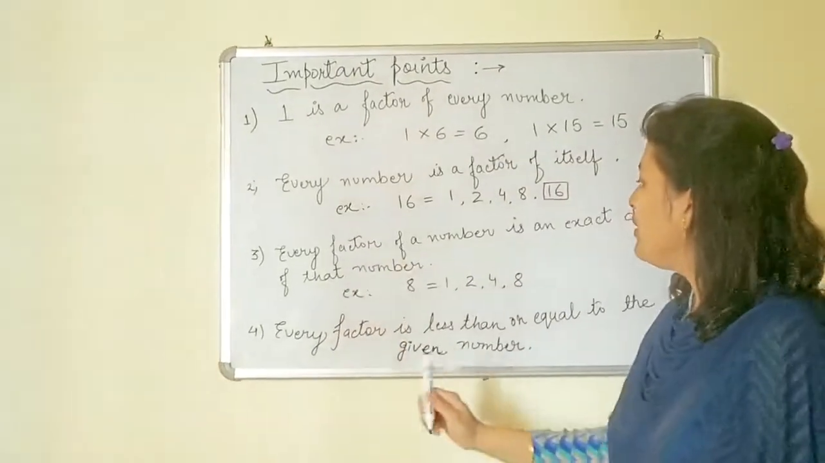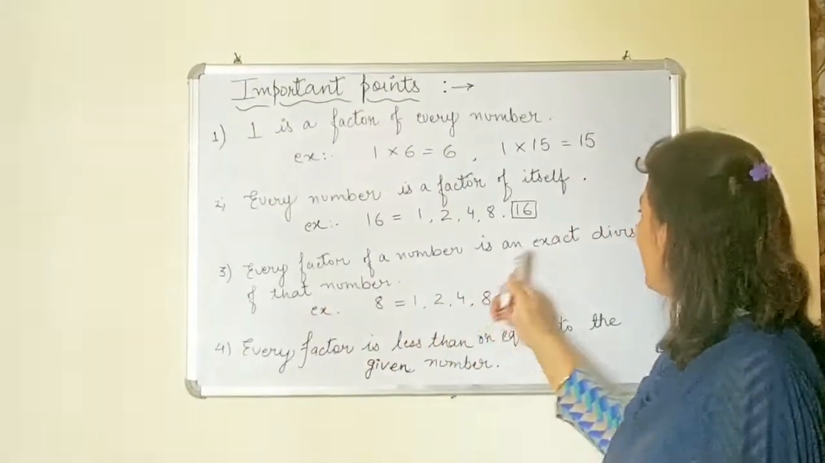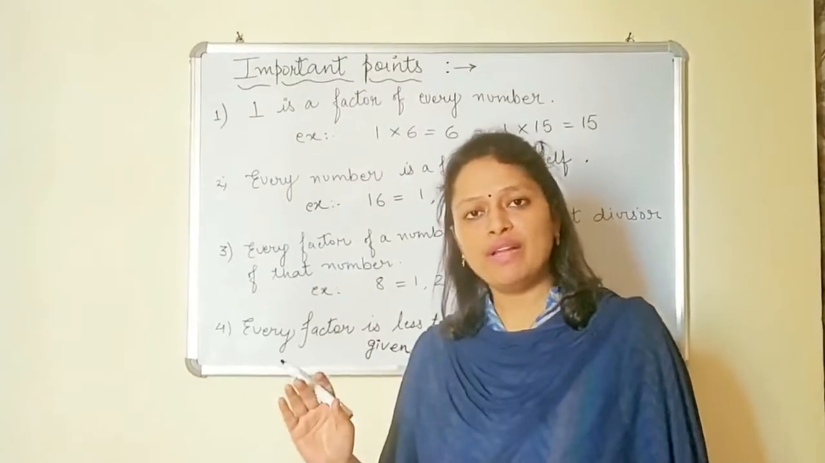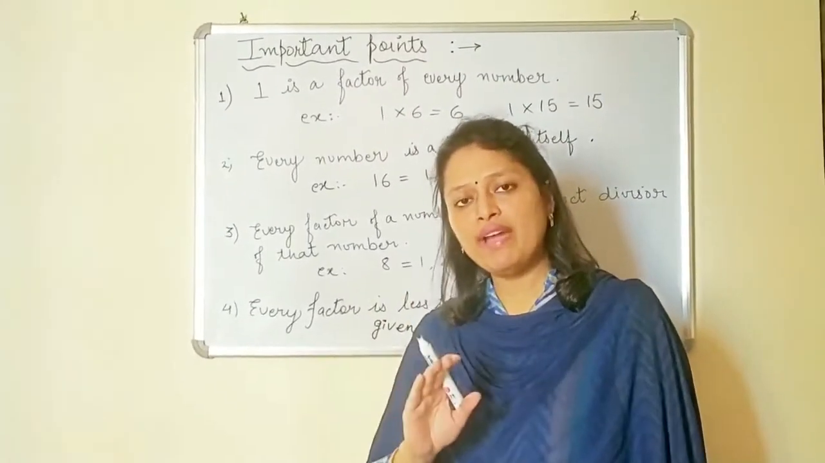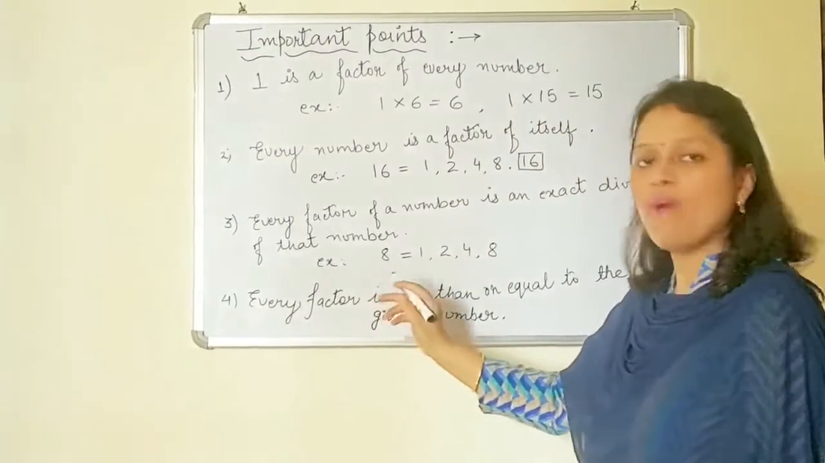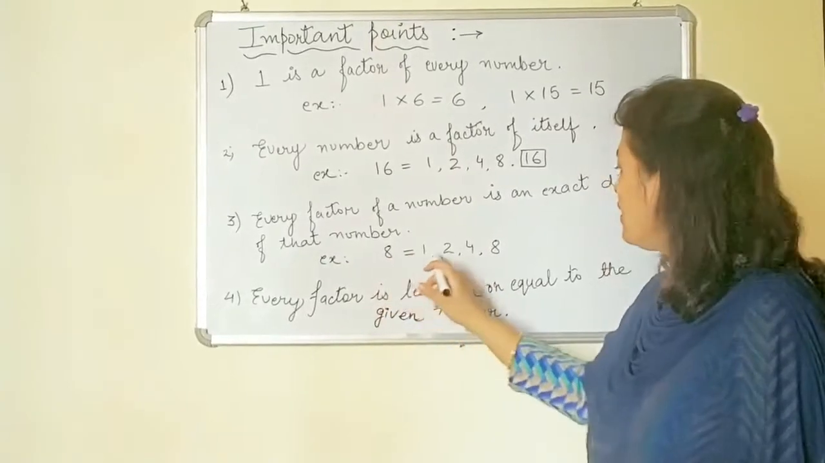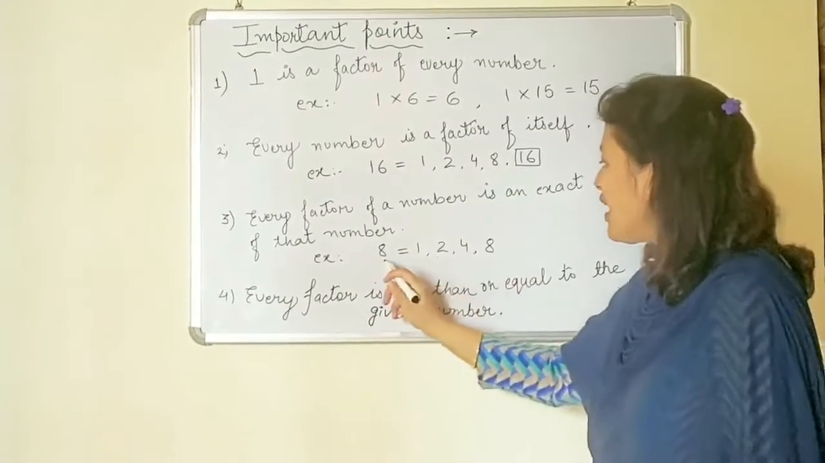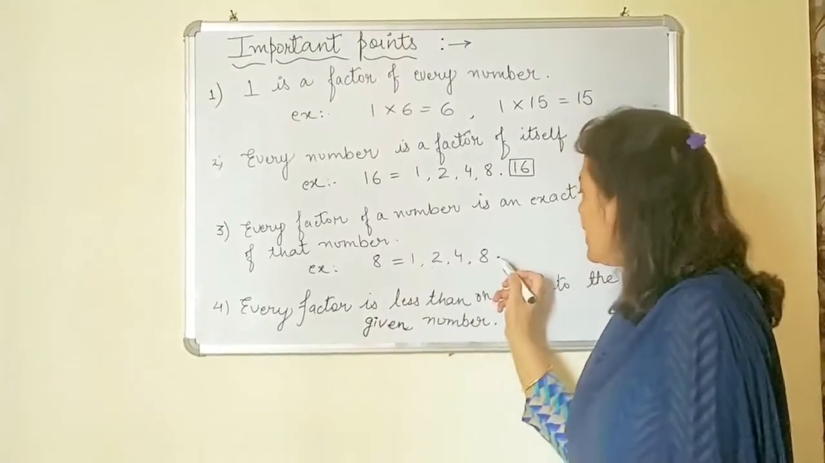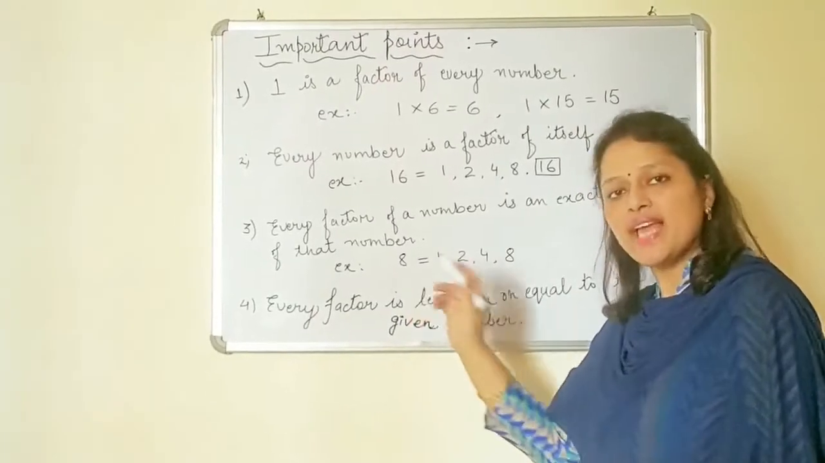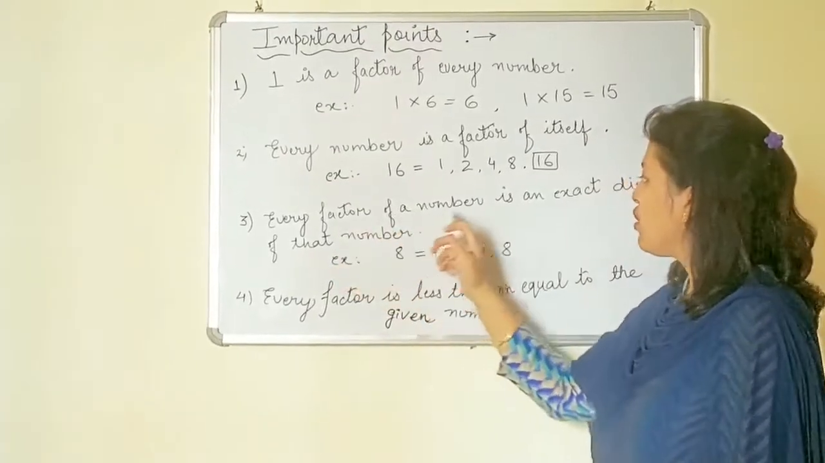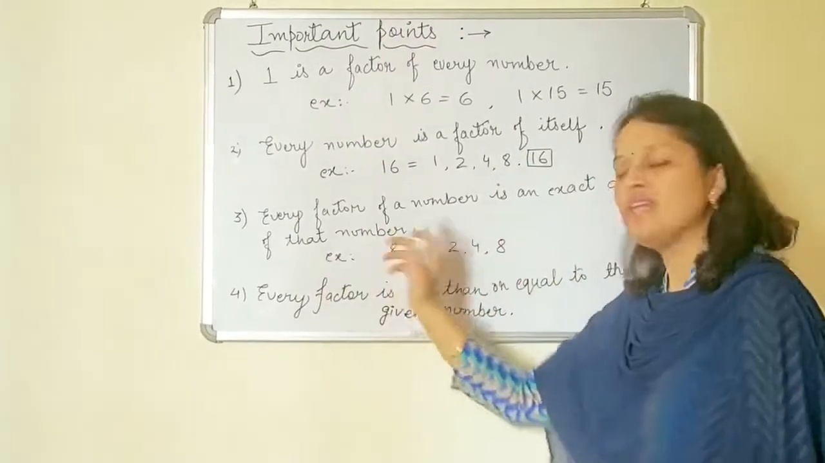Okay. Now third point. Every factor of a number is an exact divisor of that number. Now, if you know factors very well, you know that all the factors divide that given number exactly. Suppose I have taken example 8. Now I have written all the factors of 8: 1, 2, 4 and 8. If you divide 8 by all the factors, the remainder will be 0. That means these numbers divide 8 exactly without leaving a remainder. This is the third point. Every factor of a number is an exact divisor of that number.